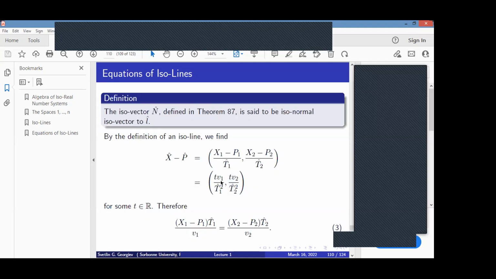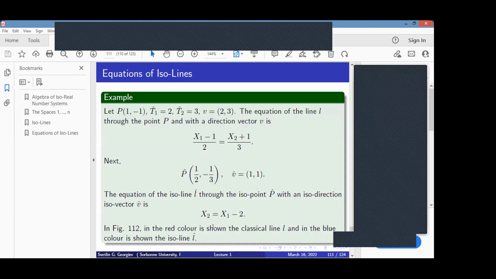Then the first equation of the isoline which passes through the point head P, head Q, with iso direction vector head V1, head V2, is given with this expression. So in the classical case, we do not have these elements head T1 and head T2, but in the iso case, the isotopic elements act on the corresponding equations in this way. And then it is usual to say that the line and isoline are different, because when the isotopic element is different than one, we get different lines.